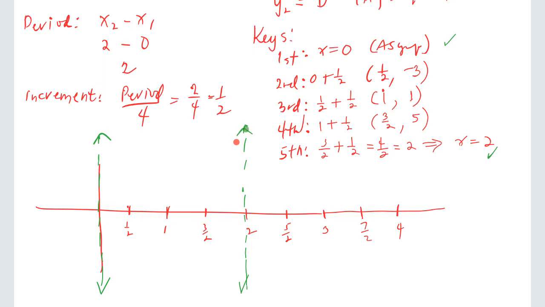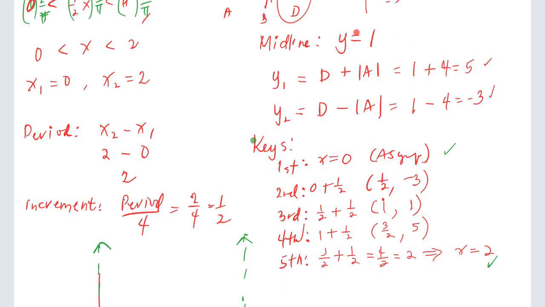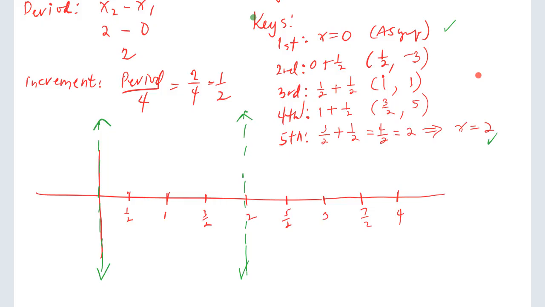And then also I am going to graph our midline. Okay, so our midline here, you remember this is y is equal to 1. Okay, y is equal to 1. Draw that. So 1, 2, 3, 4, 5. Negative 3 here. Okay, so our midline would be at y is equal to 1.